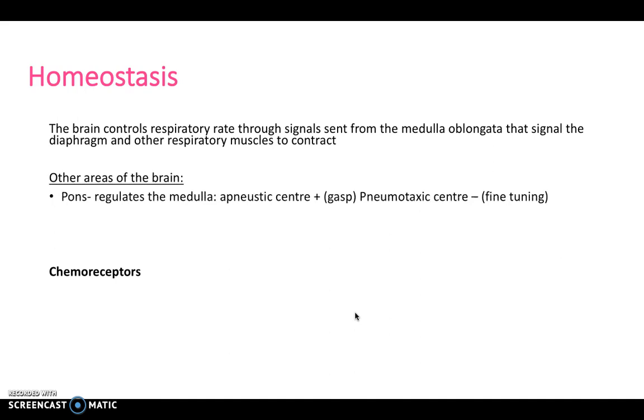You've got the pons, and this regulates the medulla. Essentially, you've got an apneustic centre, which controls the gasp, and the pneumotaxic centre, which is all about fine-tuning of the respiratory system. You've got the cortex, which can voluntarily override pretty much a majority of these aspects, because essentially it's you controlling what you want to do with your breathing. And you've got the hypothalamus, which is in control of our emotional breathing.